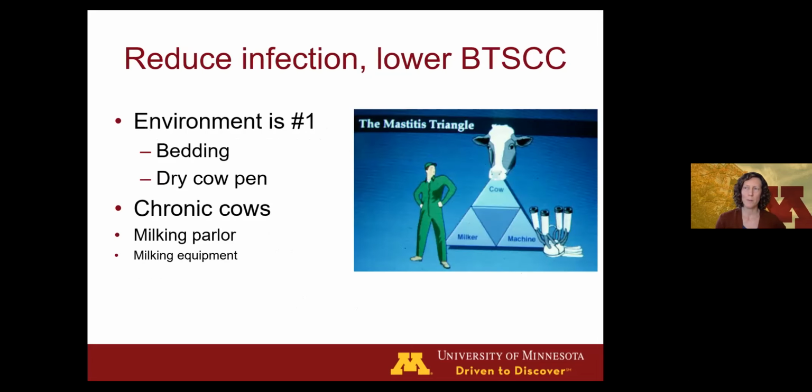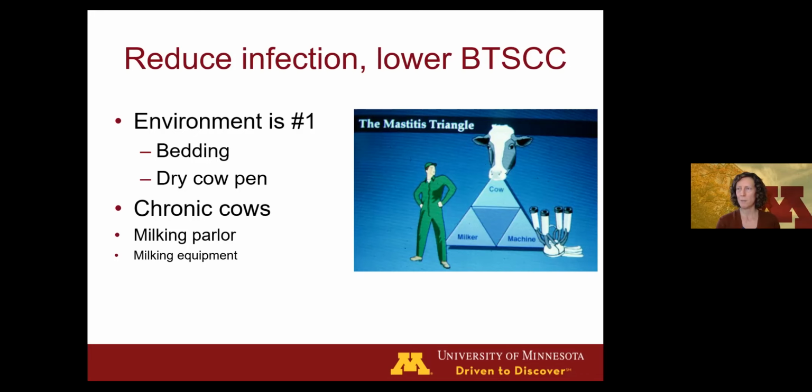So let me talk a little bit more about some of these criteria. First, let's say we're a herd with a bulk tank somatic cell count in the upper 200s or low 300s, and we're thinking about selective dry cow therapy. What do we need to do to get our bulk tank somatic cell count back under 250 so that we can start thinking about this? Every herd is different, but the environment on most well-managed dairies is the number one risk factor for mastitis. That's where your exposure to environmental pathogens comes from.